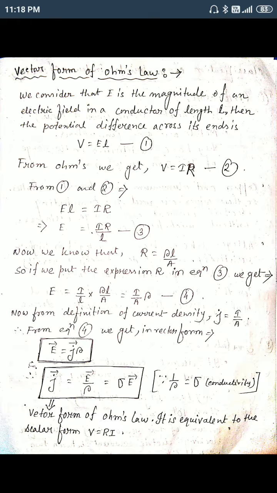Now the vector form of Ohm's law. We already discussed the current density J. So the vector form of Ohm's law, that means in terms of current density, we get one expression that is equivalent to the scalar form of Ohm's law, that is V equals R I.